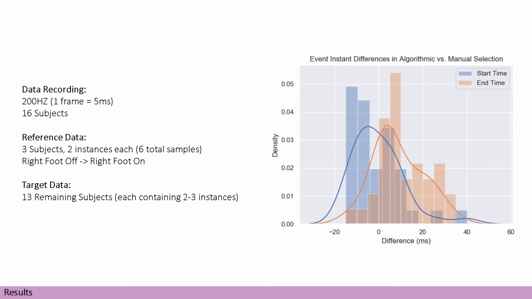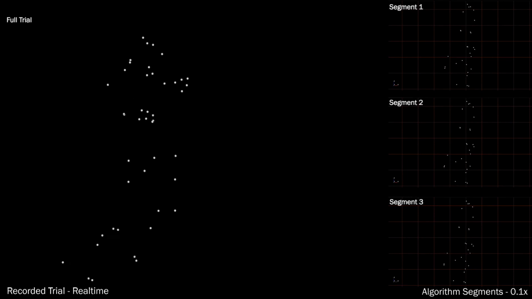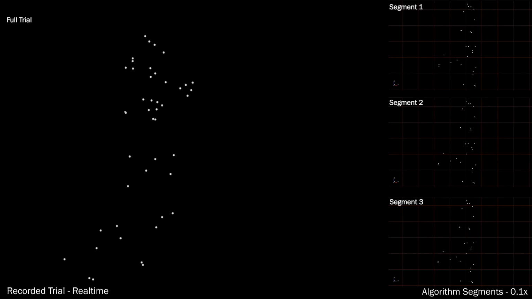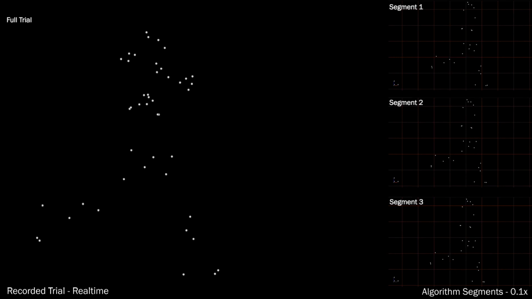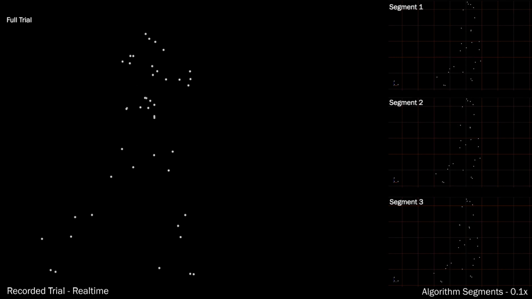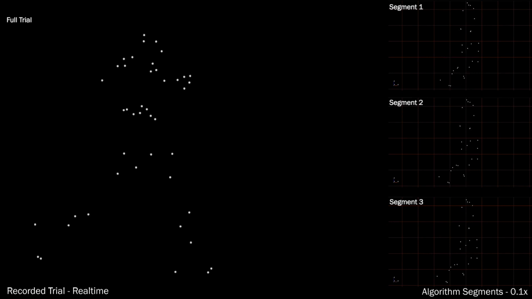The method presented was applied to 16 subjects of running with 2 to 3 full strides each. 6 instances for right foot strike and right foot off were used as reference data to find the same segment in the other subject trials. The image on the right shows the distribution of the 37 start and 37 end timestamps determined by the algorithm and compared to the original human labels. As a visual reference, this example shows the output of the algorithm on the right, extracted from the full running sequence on the left. The algorithm found 3 segments of a right foot off to right foot on sequence in the full running trial on the left.